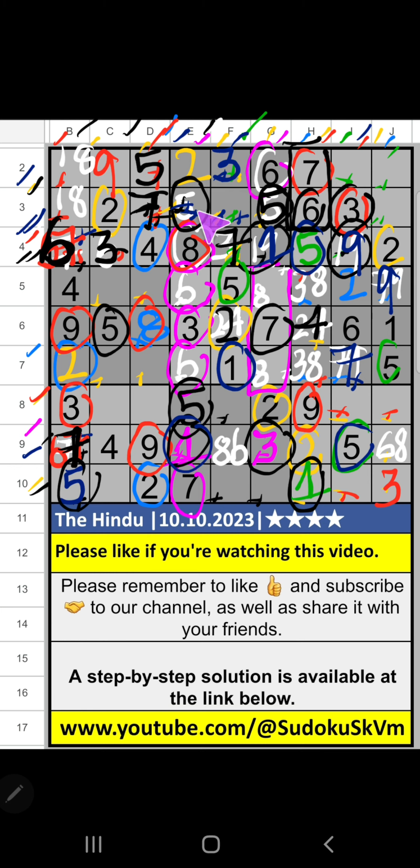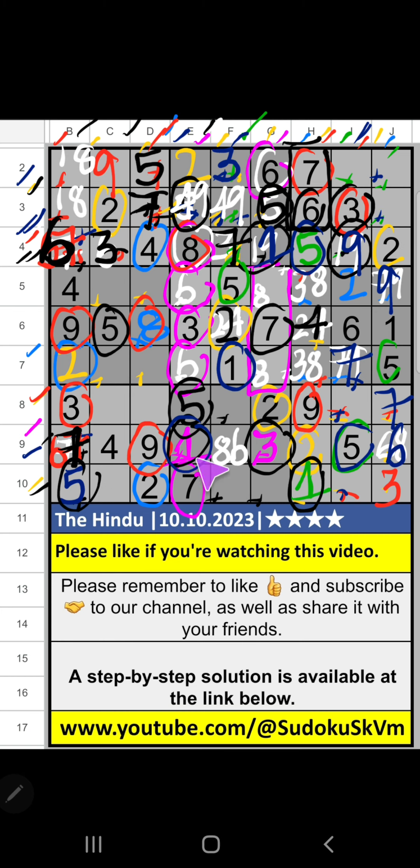Then second grid, 2 numbers are remaining, 4 and 9. It will come in one of these cells. We will confirm later. Column I, we get 7. So 7 can't come these cells, then 7 is confirmed here. Third grid, we have 6. So 6 can't come these cells, then 6 is confirmed here.